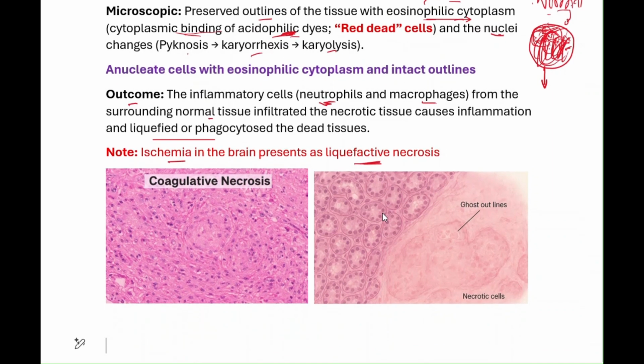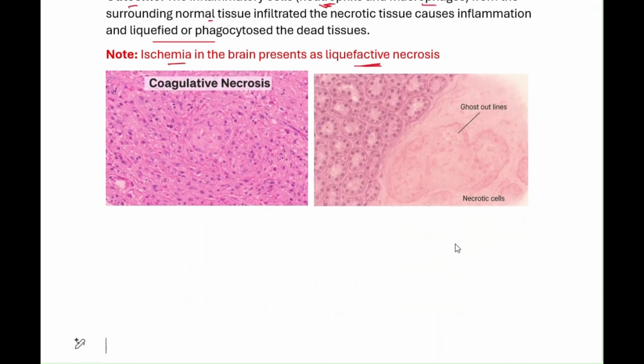And if you look at the picture here, you can see those pink areas and the loss of nuclei there, due to coagulative necrosis. And you can also see a ghost cell outline there, whereby you have a cell, the cytoplasm appears pink, and you don't see a nucleus there. The nucleus has disappeared or is undergoing what? Undergoing karyolysis. So that's coagulative necrosis, guys.